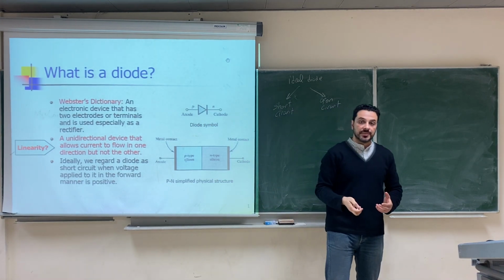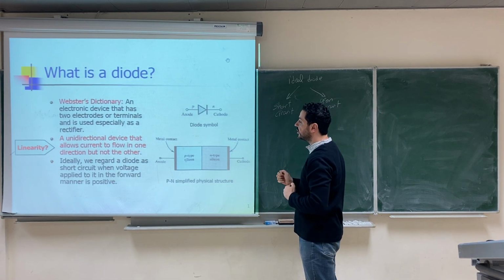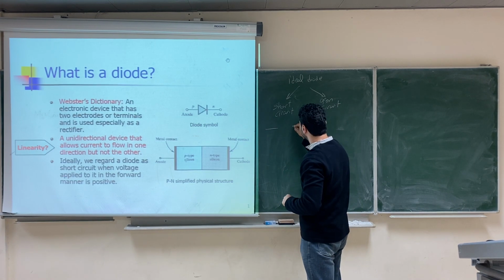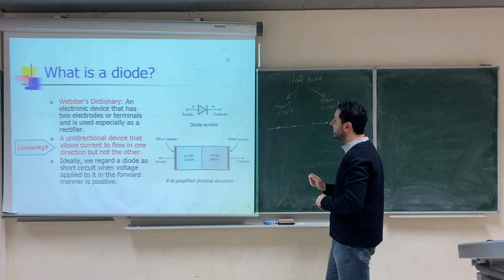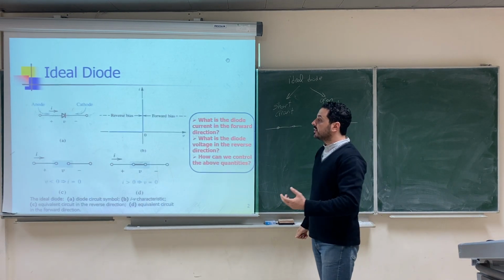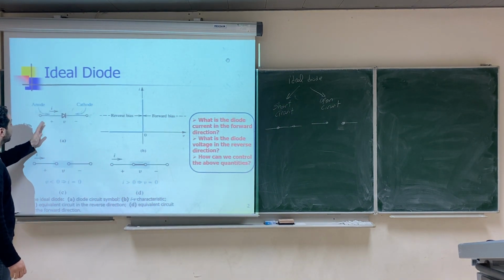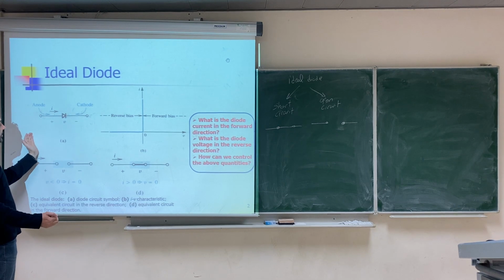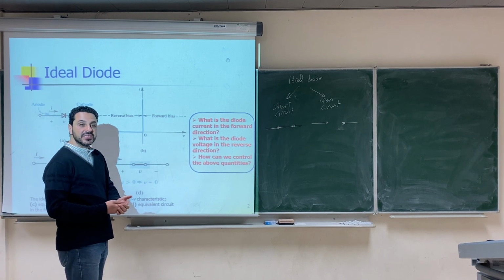So ideally, the diode works as either a short circuit if you push the current in the forward direction from the P to the N, or an open circuit if you try to push the current in the reverse direction. Hence, if you connect the diode to a positive voltage from this side and a negative voltage from this side, which means that you are trying to push the current from the positive to the negative, then it will work as a short circuit. And short circuit can be represented by what?